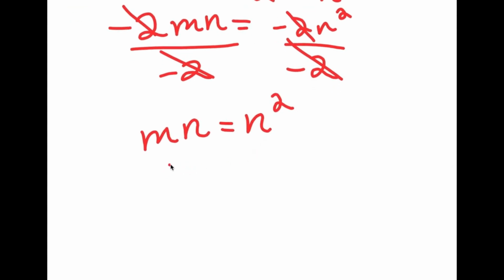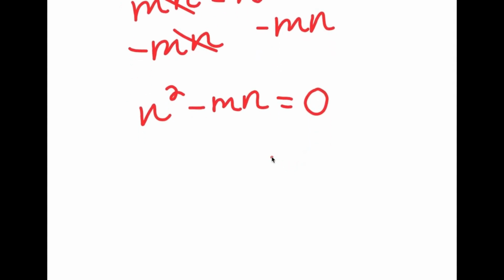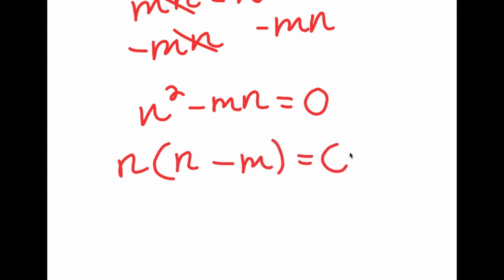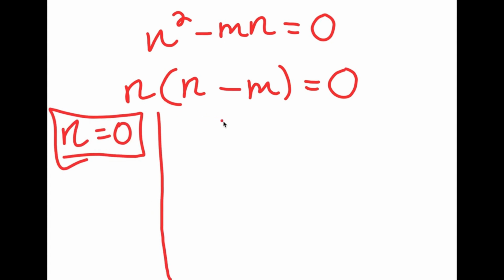Now from here, I'm going to subtract mn on both sides. So then these two cancel out, and I get n² − mn is equal to 0. Now the greatest common factor in n² − mn is n. So if I factor out n, I get n times (n − m) is equal to 0. So now this gives me two equations. I get n is equal to 0, which is already a solution, and I also get n − m is equal to 0.